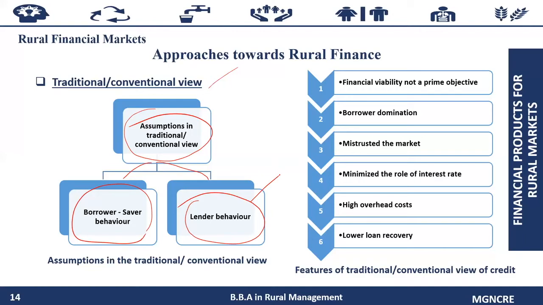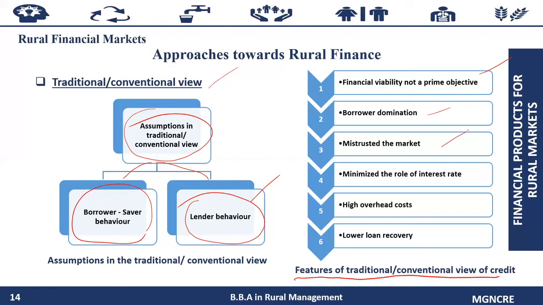Then let's talk about the features of a traditional view of credit. So, firstly, financial viability is not a primary objective. It means that in the design of specialized financial institutions, financial viability is not regarded as the prime objective. Then borrower domination. It is characterized by the borrower's domination, that all the operations, procedures, and practices are required to be geared towards the borrower's interest.